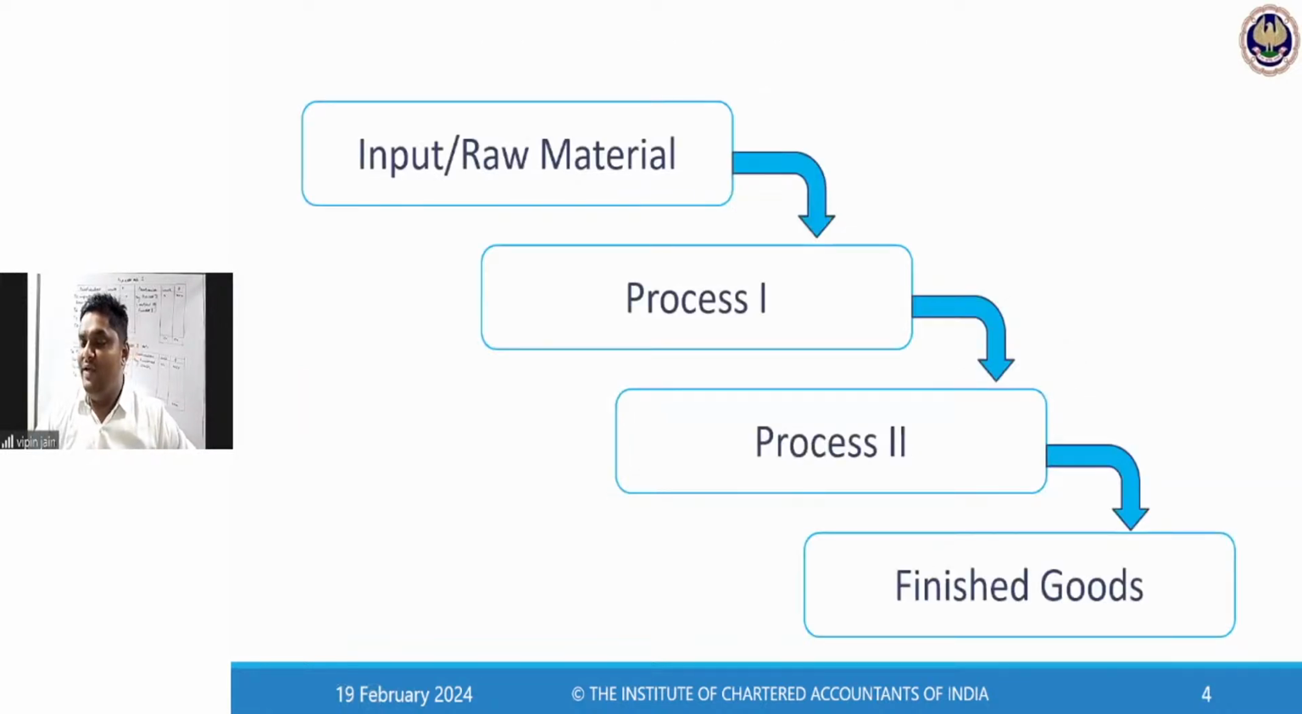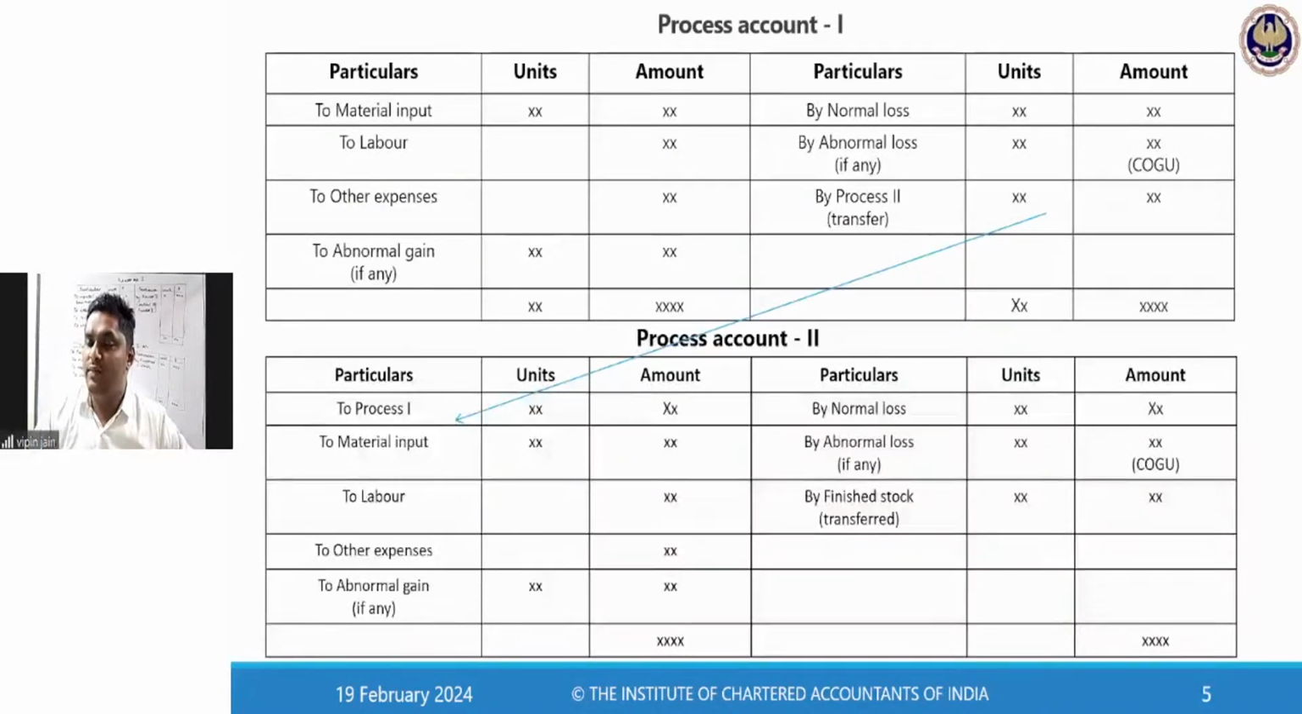Now, herein what we can see is that the input or raw material is processed in process first, and the output of process first is transferred to the next process. Again, from the output of process second, we are getting finished goods. So this is how this mechanism works.